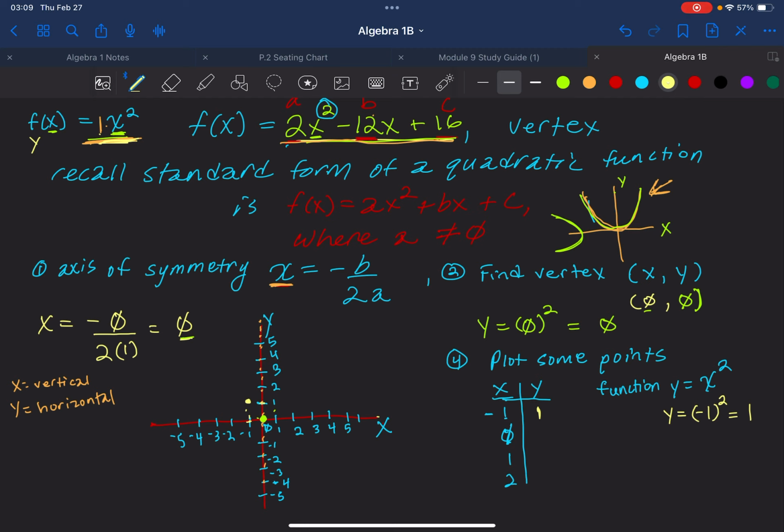Now I go for my next point. Now I'm going to plug in 0. Okay, we're doing our next point. So I plug in 0 for x.